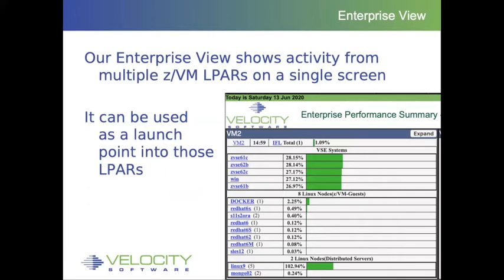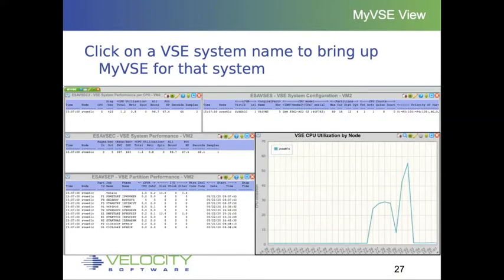And clicking on any one of those VSE machines will bring up something called the My VSE view. And what that gives us is a number of different tables and this specific graph for that VSE machine at that specific time. So this is a good glance at what VSE is doing at the moment.